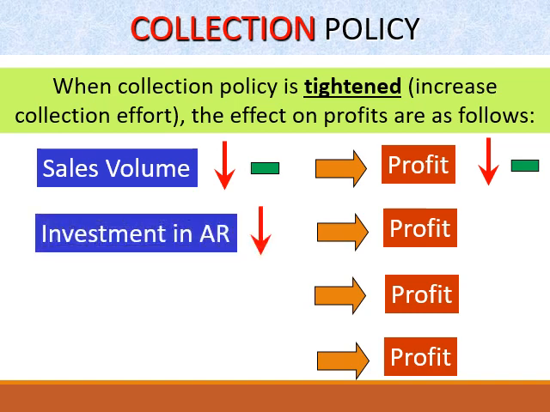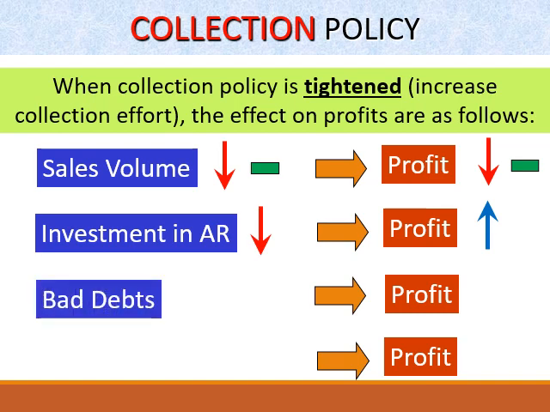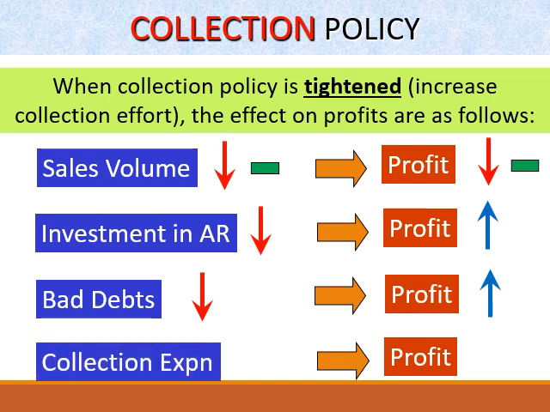Investment in AR will drop. Profit increases because you have more money on hand for other profit-making opportunities. Bad debts will decrease and profit will increase. Your collection expenditure will increase and your profit will decrease. Any questions so far?